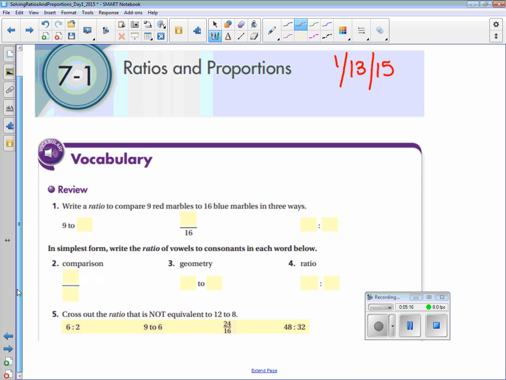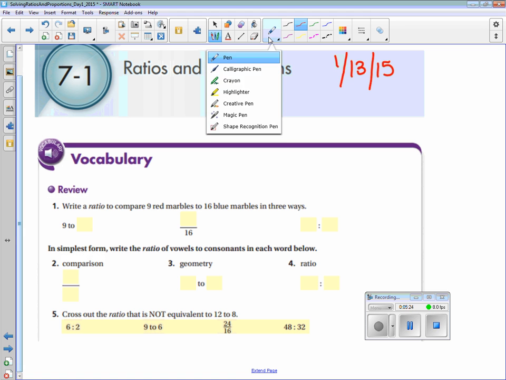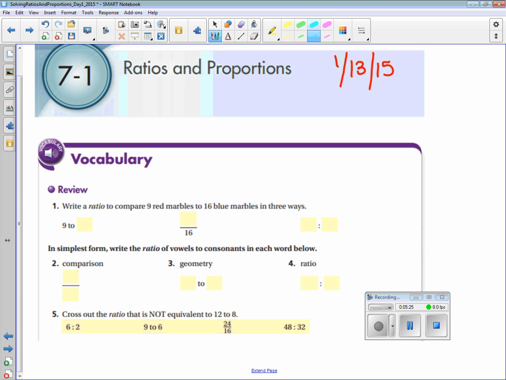So if I'm going to write a ratio, what is the difference between a ratio and a proportion? What is a ratio? I love that. It's a comparison. Exactly. It is a comparison of two numbers. How many different ways can you write a ratio?